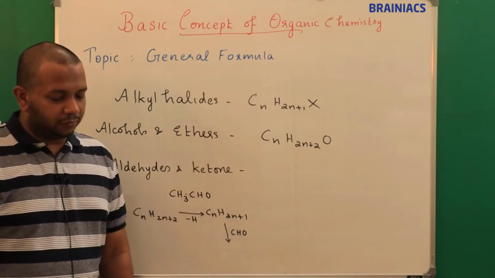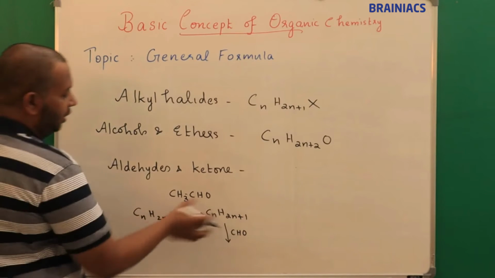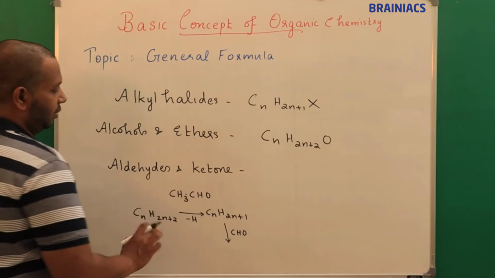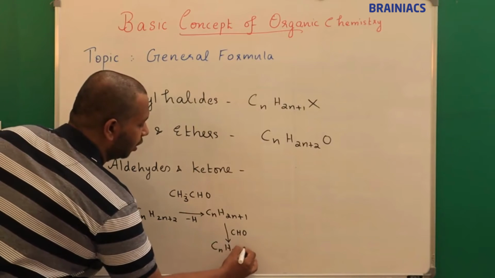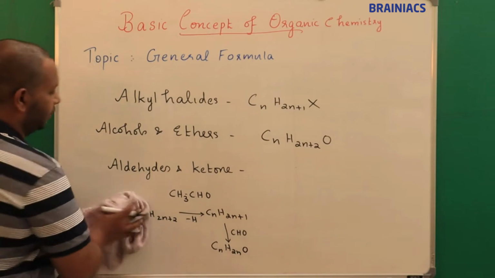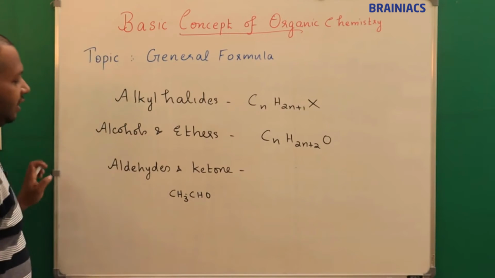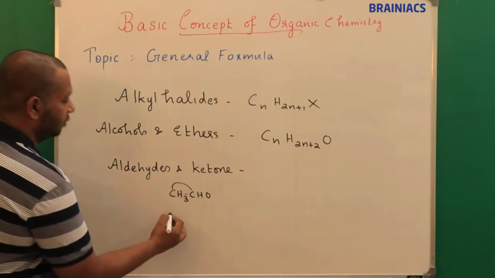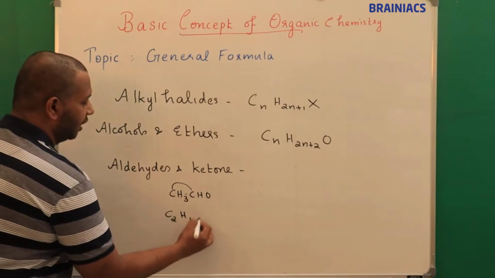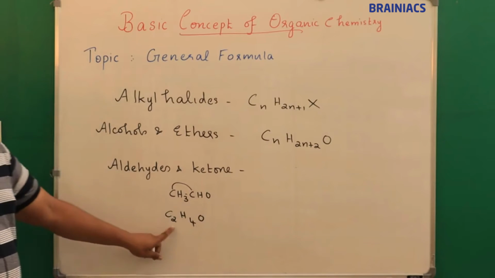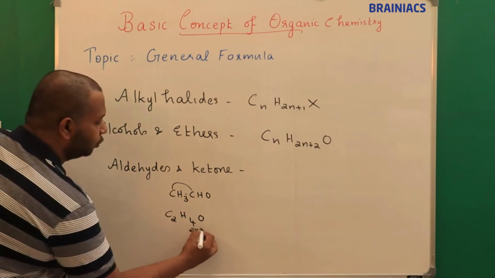So what can be the general formula of this one? If you add this into this, it will become CnH2nO. I will explain how it is coming. For example, the better way to understand here is: how many carbons are here? 2 carbon, C2. How many hydrogens are here? 4, and 1 oxygen. And we know that this is 2 and this is 4, so this should be a multiple of 2 into 2.